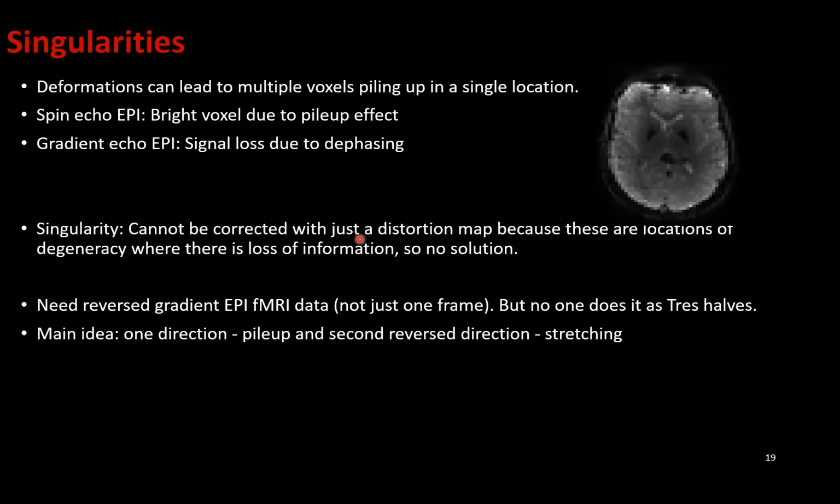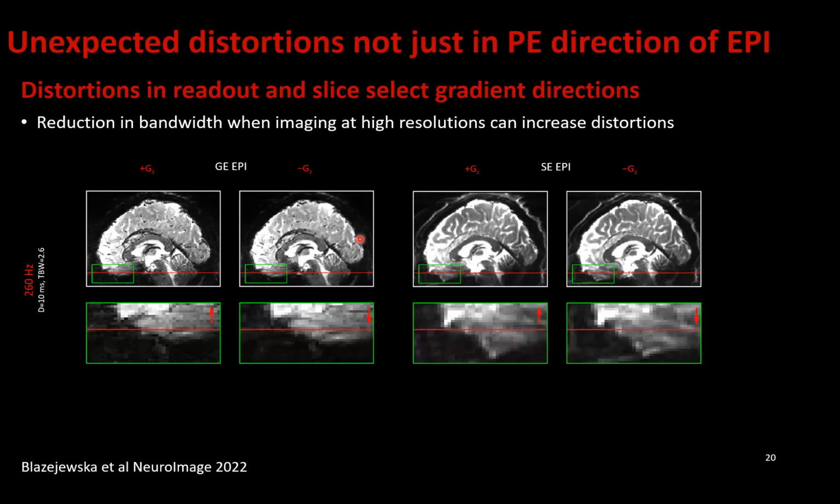Ideally, I would tell you to reverse encode your entire time series, but that means you halve your temporal resolution, and that's just not practical. Nobody does that, right? So again, leaving out voxels based on susceptibilities might be a practical solution in such scenarios where you're not able to correct for the inhomogeneities.